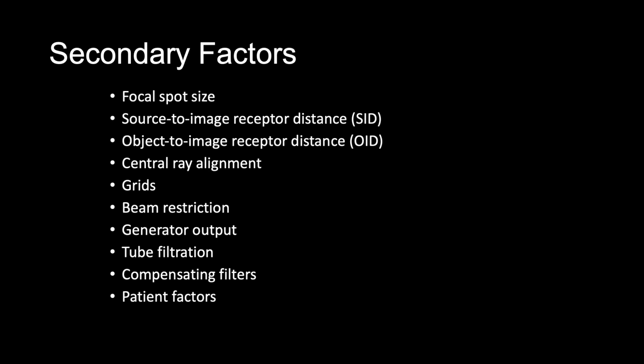Many secondary factors affect the radiation reaching the IR and image quality. It is important for you as the radiographer to understand their effects individually and in combination. And we will be talking about all of these different secondary factors: the focal spot size, the SID, the OID, central ray alignment, grids, beam restriction, generator output, tube filtration, compensating filters, and then patient factors such as size of your patient, any pathologies, age of your patient.